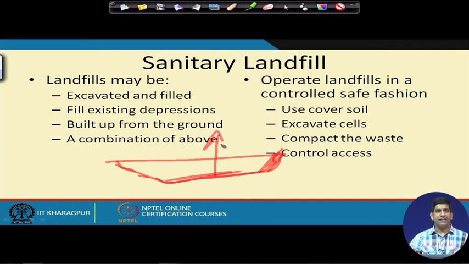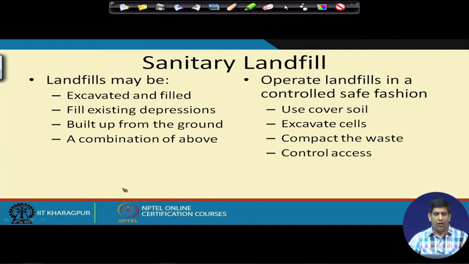You can fill existing depressions. If there are some existing depressions, you can use that. That can be used over here. It can be built up from the ground, or it could be a combination of all these as possible. Then we operate it with control.